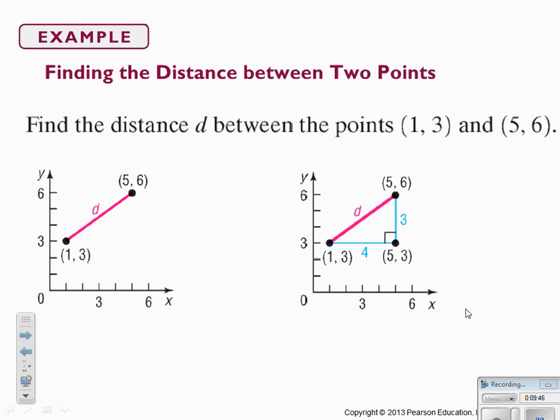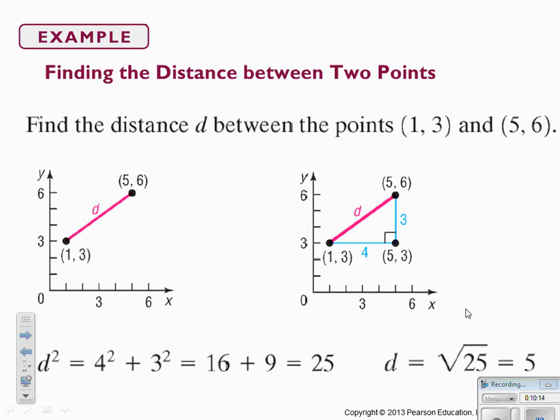we just make a nice little right triangle, and I know that from 1 to 5 is 4 units, from 3 to 6 is 3 units. So if I want to find the distance, I just go 4 squared plus 3 squared, square root. And that's where the distance formula comes from. So the square root of 25 is 5. Don't write this down yet. This is just where it comes from.